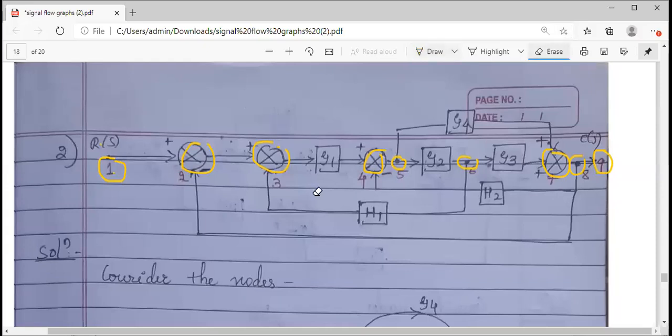Let me draw it and then we can see it. And please make sure that whenever you are taking the nodes in the block diagram, to make the work easy, mark the nodes with some numbers, or if you want, take x1, x2, y1, y2, whatever, some numbering you should do. It will make your work easy.